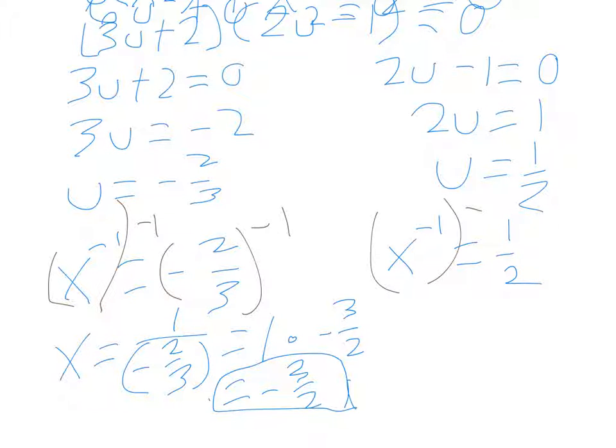Likewise, over here, if you raise everything to a power of negative 1, x is equal to 1/2 to the negative first, or 1 over 1/2, which is just 1 times 2 over 1, which is just 2.